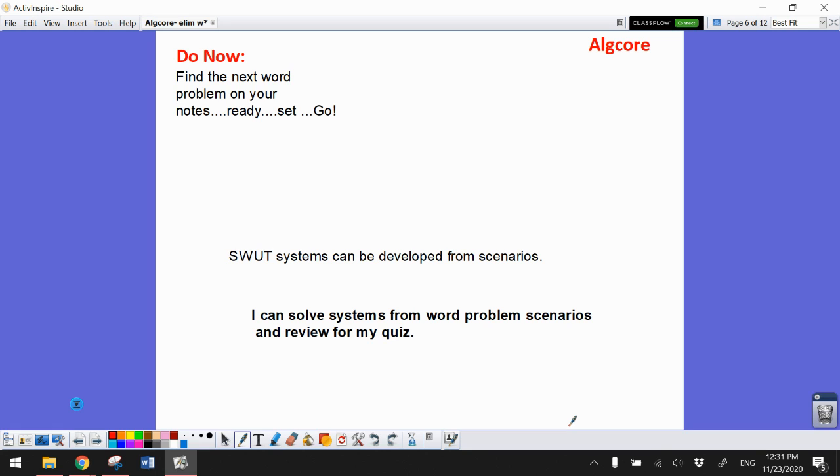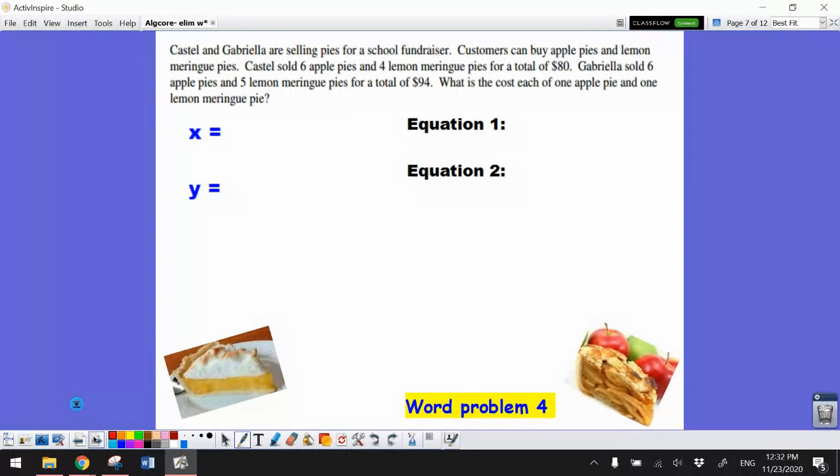Okay, let's keep going on some word problems. So today we're going to be looking at a few more that have some other interesting pieces to it. We're going to see that things are still going to work out kind of the same way. Okay, so let's talk about pies.